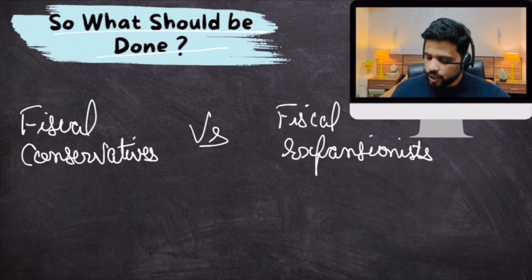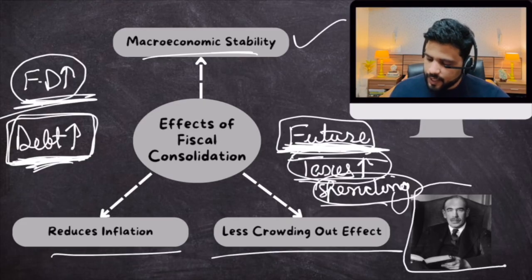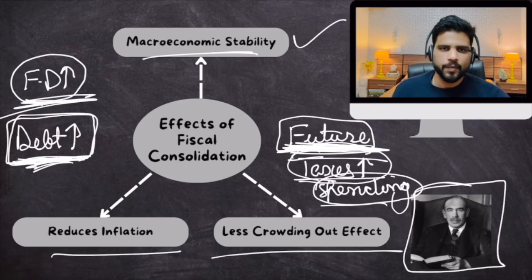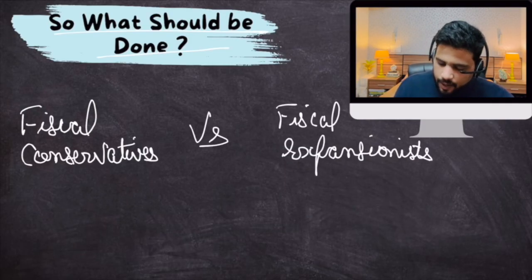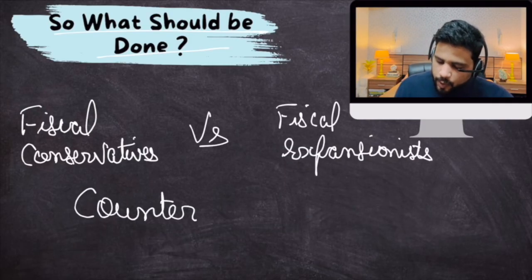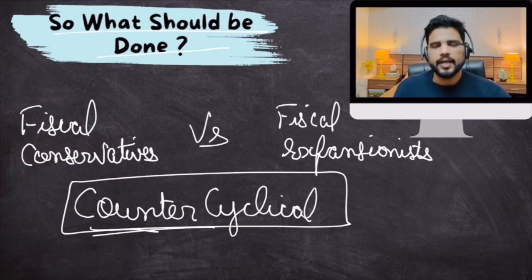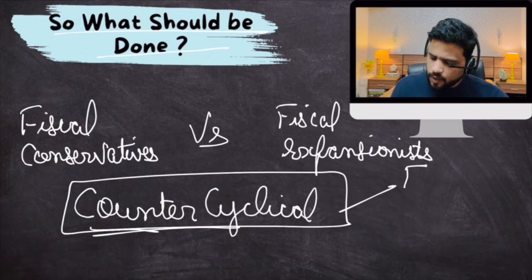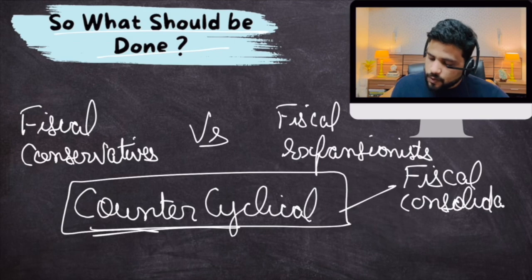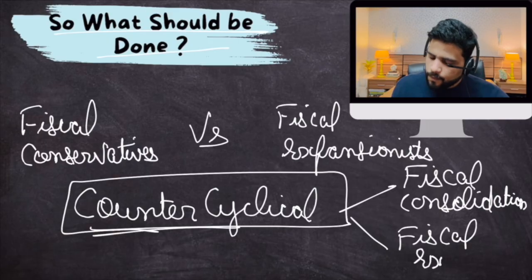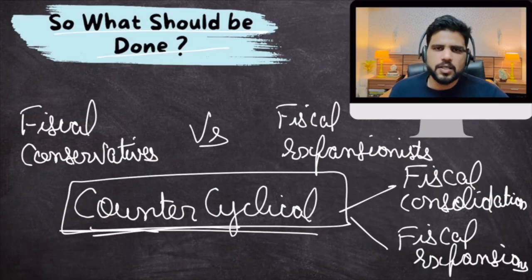Well, here you should clearly follow John Maynard Keynes. Clearly follow him. What did he say? He said, be counter cyclical. Now you'll understand the word counter cyclical completely. He said, during normal times, follow fiscal consolidation. Okay? And during emergency situations, follow fiscal expansion. Okay? This is what counter cyclical is.